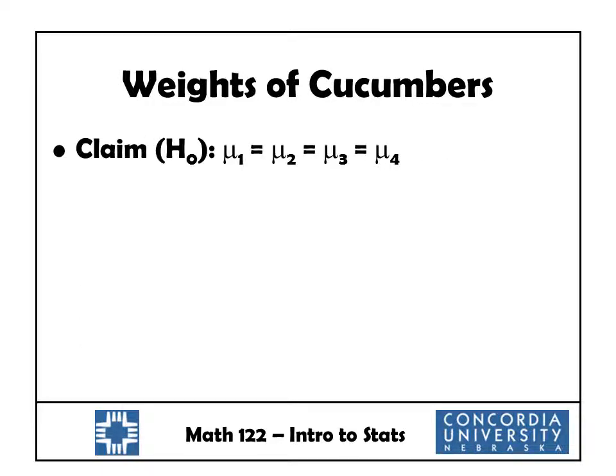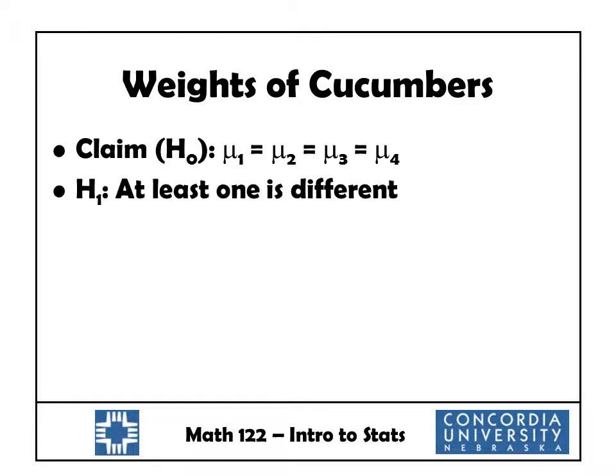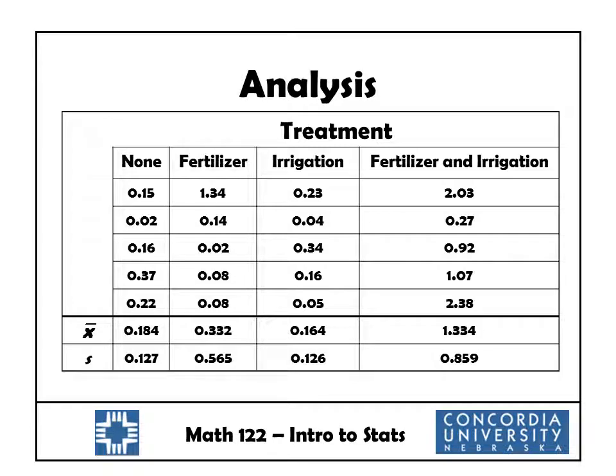So the claim in mathematical notation is going to be the same as the null hypothesis. It's the statement that mu1 equals mu2 equals mu3 equals mu4. Now the alternative really isn't terribly important, but it's the statement that at least one of those population means is different than the others. So let's real quickly look at the analysis here.